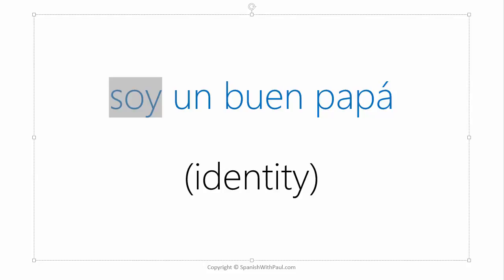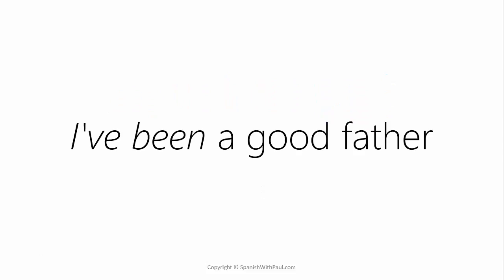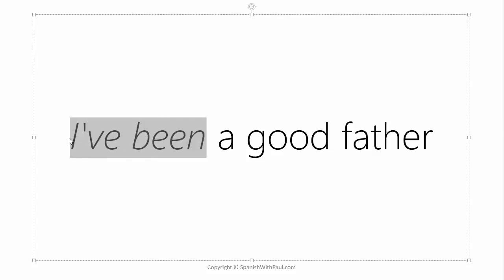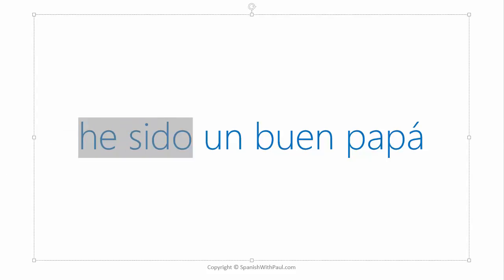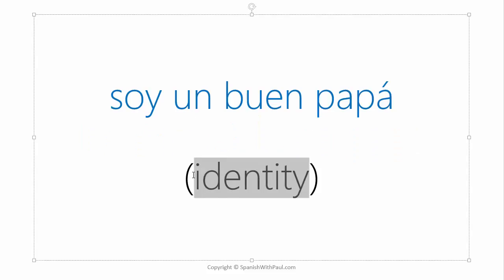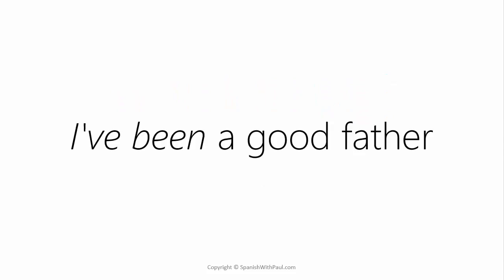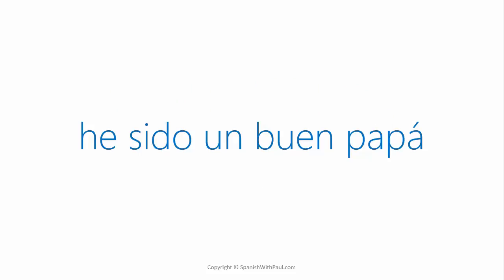Now, if we were to say something like, I've been a good father, we're still going to stay on that ser side, which means that I've been is now expressed with he sido un buen papá, not he estado. Has to be now he sido, because in the present tense we're talking about identity. Soy un buen papá. So that line doesn't change going down through all the tenses, remains the same. So I've been a good father now in the have past, he sido un buen papá.